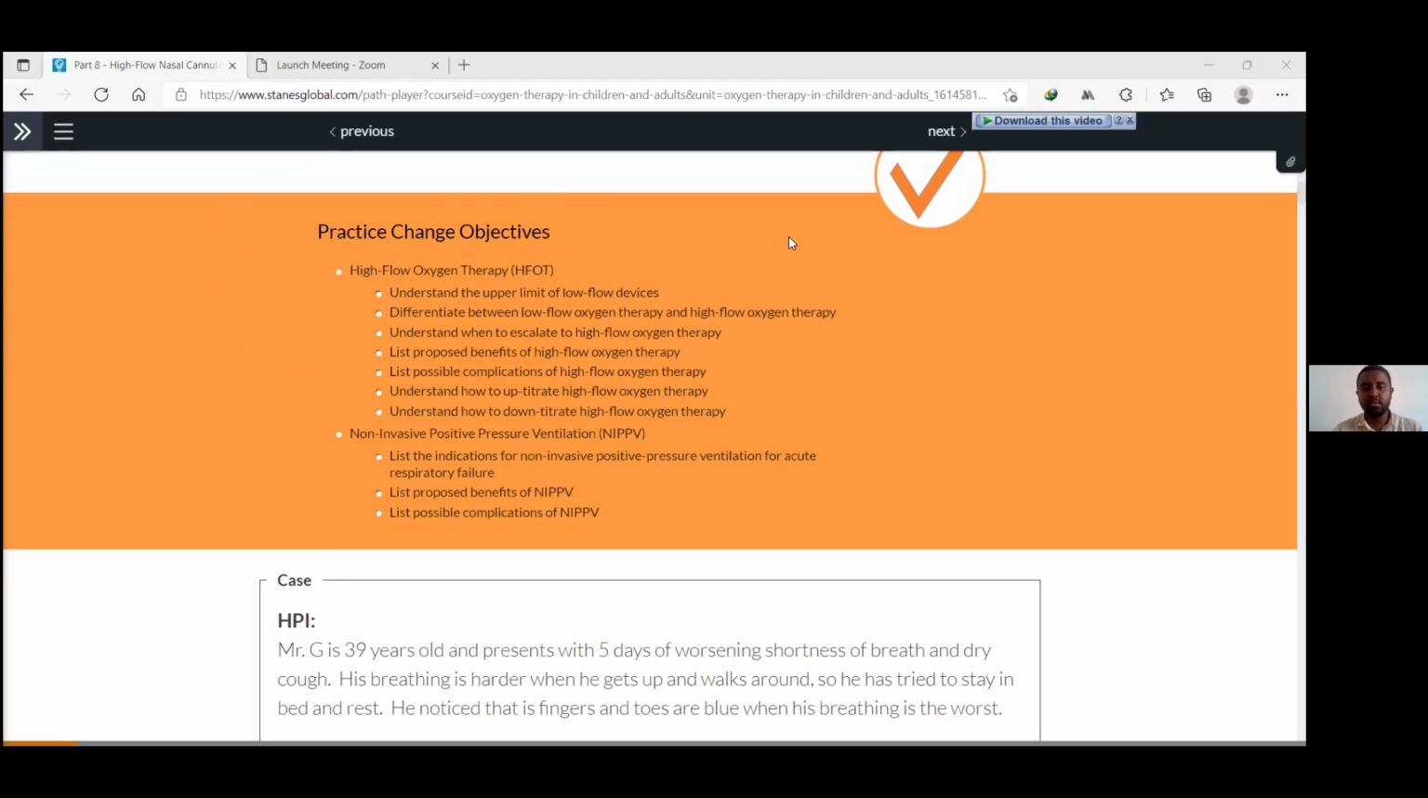The first one is on high flow oxygen therapy, which includes understanding the upper limit of low flow devices and differentiating between low flow and high flow oxygen therapy, understanding when to escalate to high flow oxygen therapy, listing some proposed benefits of high flow oxygen therapy and also their complications, and understanding how to titrate and also down titrate high flow oxygen therapy. And when we get to the non-invasive positive pressure ventilation part, we will try to list some of the indications for NIV therapy and list some proposed benefits and also complications of non-invasive positive pressure ventilation.